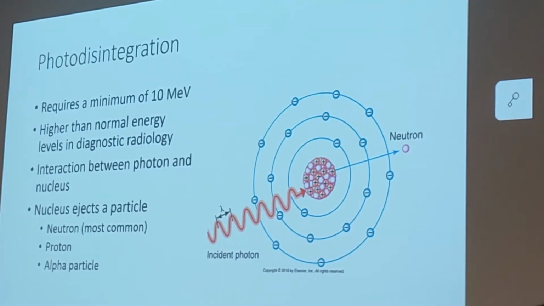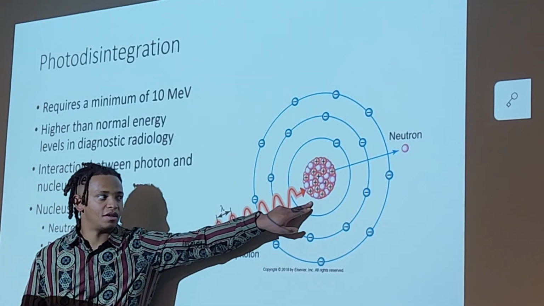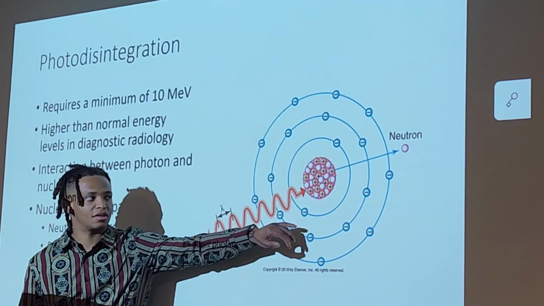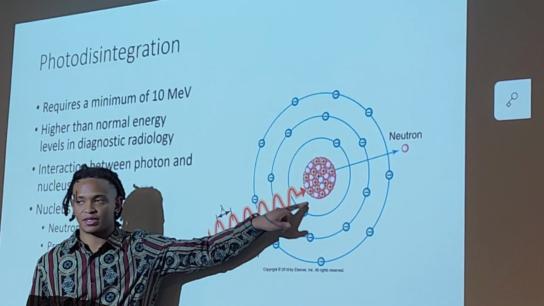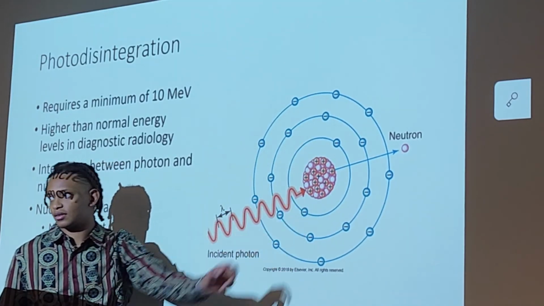Pair production, it interacts with the nuclear field. So basically, it's just this space right here. You see how the space is closest to the nucleus? It's not affecting the orbital, or it's not affecting the nucleus. It's just this space specifically around the nucleus.